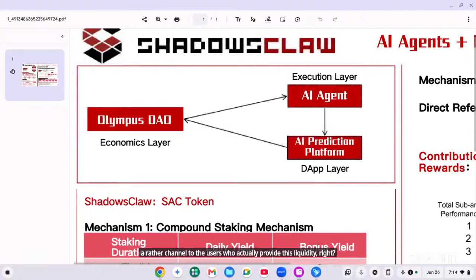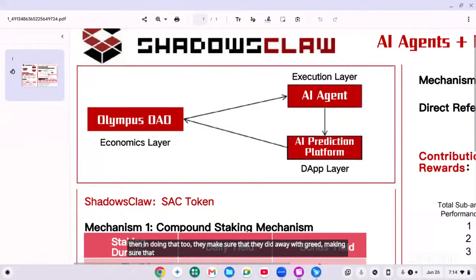And in doing that too, they made sure that they did away with greed, making sure that where the purse is, where the money is, nobody had access to it. They completely renounced, closed or banned access to where the money is coming from, put all these rules into a smart contract, and then allowed it to become a community DAO, a project that self-regulates without anybody pausing anything or doing anything to the project. At the end of the day, 6 years down the line, these people are still a success story.